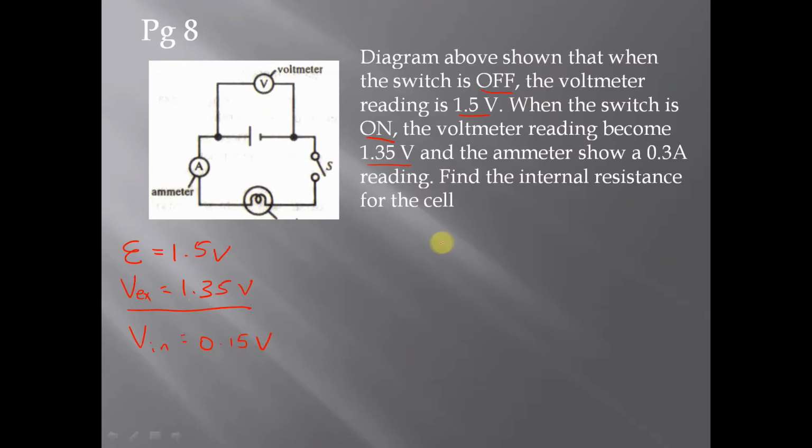And the voltmeter and the ammeter shows 0.3 ampere. So bermakna the current flow is equivalent with 0.3 ampere. Find the internal resistance, maksudnya carikan R. Macam mana? I want you to understand the formula for the EMF basically is the external plus with the internal.